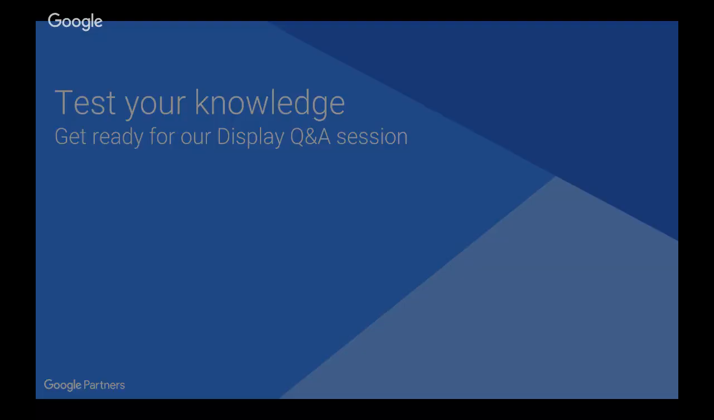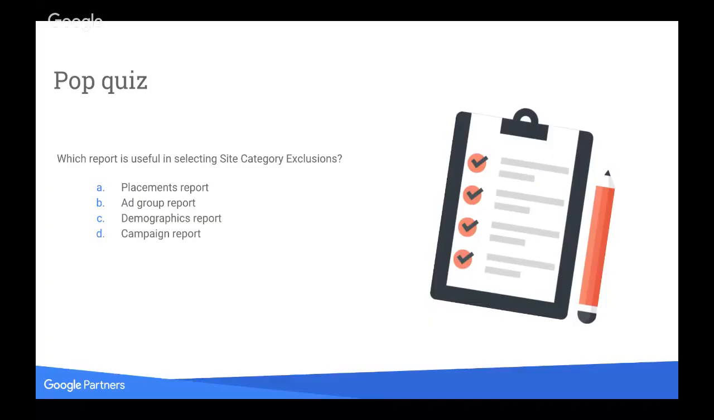So which report is useful in selecting site category exclusions? Which report is useful in selecting site category exclusions? Is it the placements report? Is it the ad group report? Is it the demographics report? Or is it the campaign report? So just pop in A, B, C, or D as what you feel is the correct answer. And meanwhile, I'll check on the questions that you've left me.